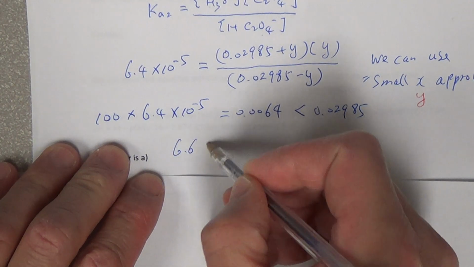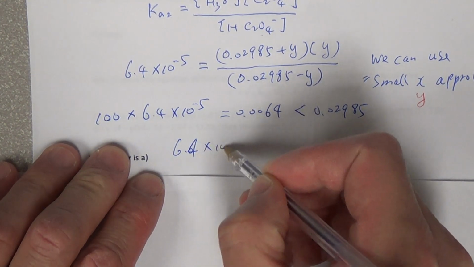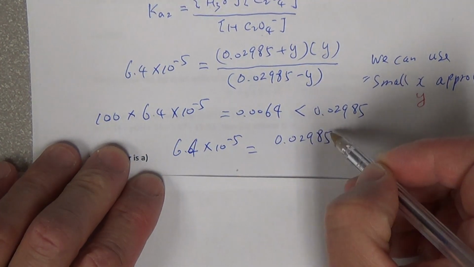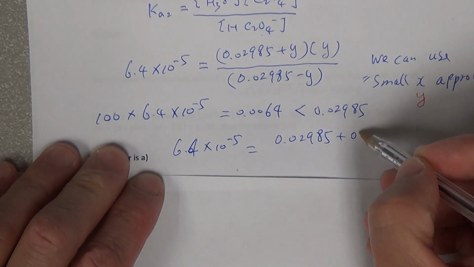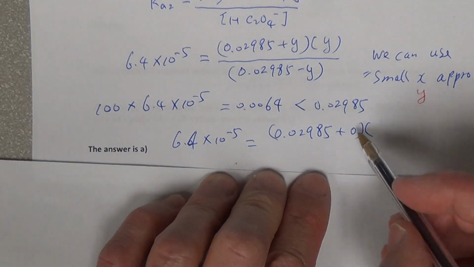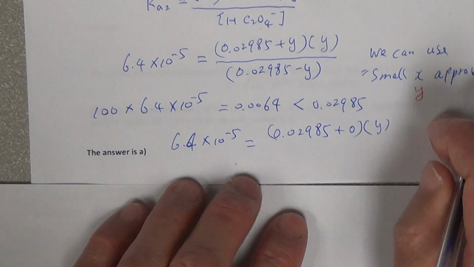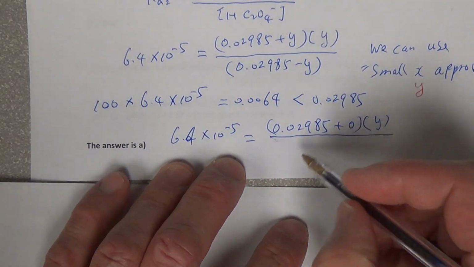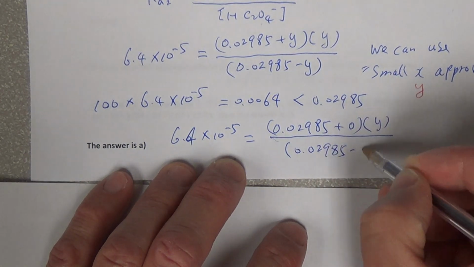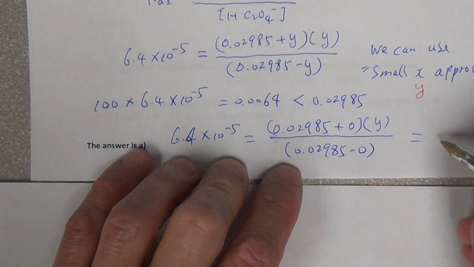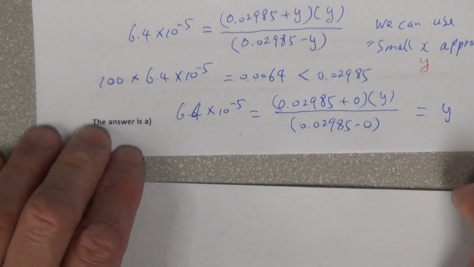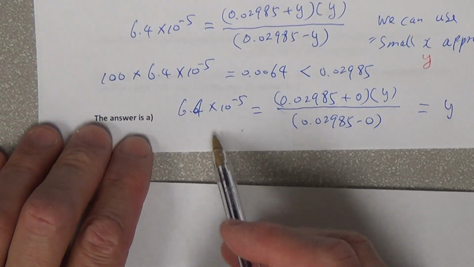becomes 6.4 times 10 to the negative 5 equals 0.02985 plus 0, because adding a very small number is still the same, so we don't really need to add that y, over 0.02985 minus 0. So these two cancel out, and you get y. That means y simply equals Ka2, and that's the pattern.